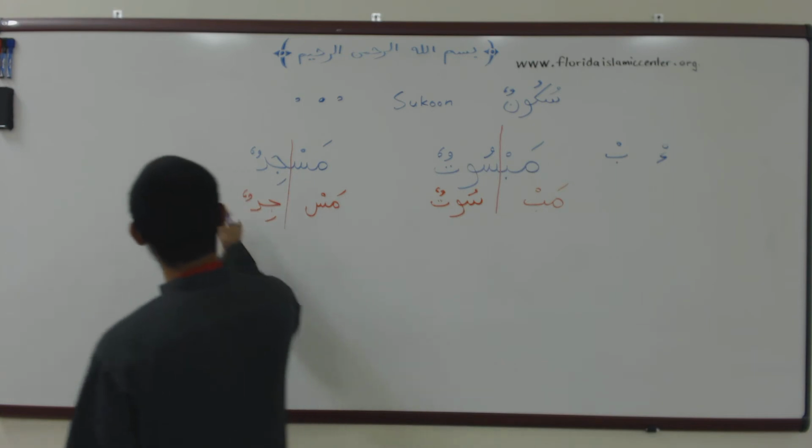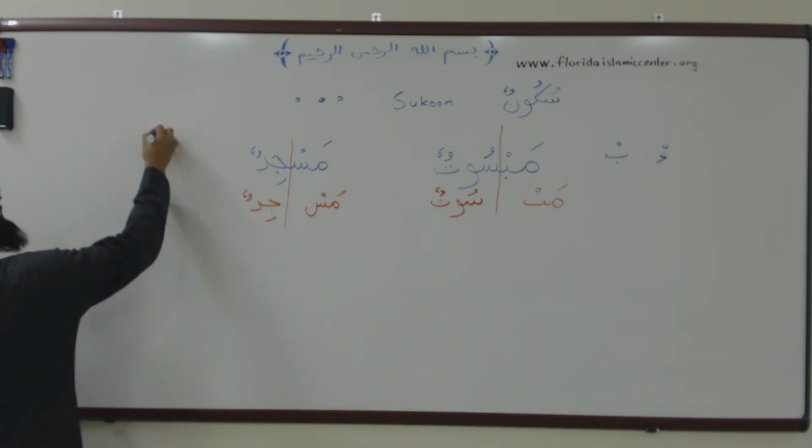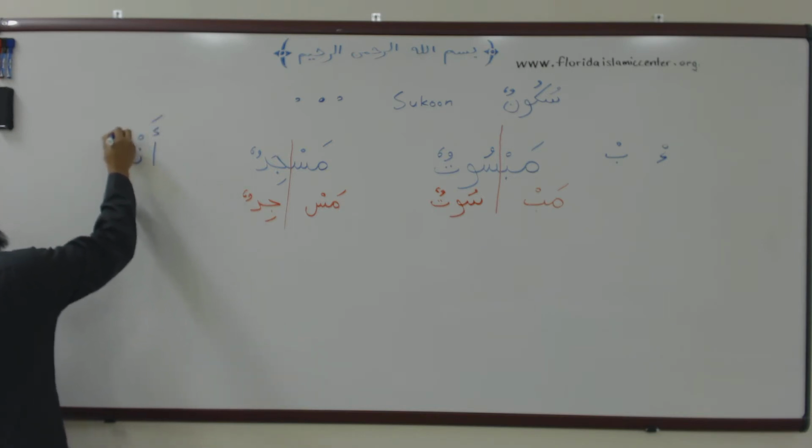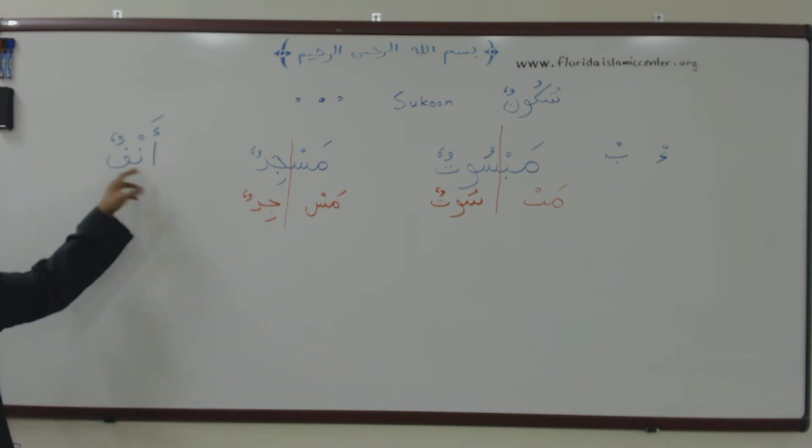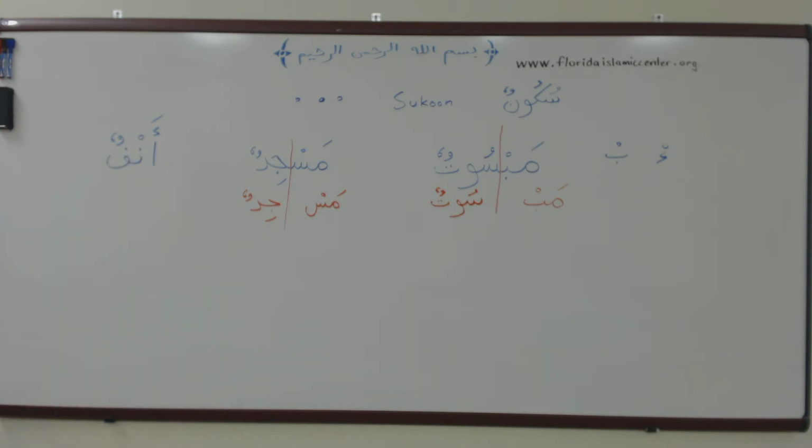Okay. What letters are there? Let's identify the letters. Hamza. Noon. Fa. Hamza, noon, fa. Let's try to pronounce it together all in one. No, don't put any vowel on the noon. The noon has a sukun. So you can just say n. An. That's good.